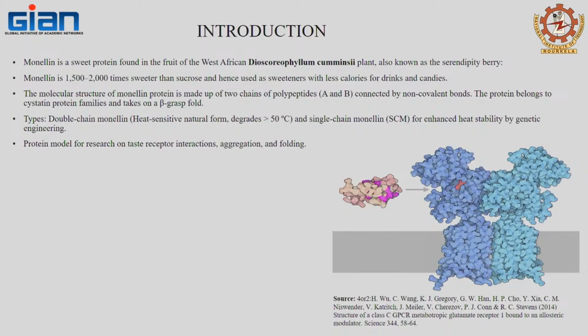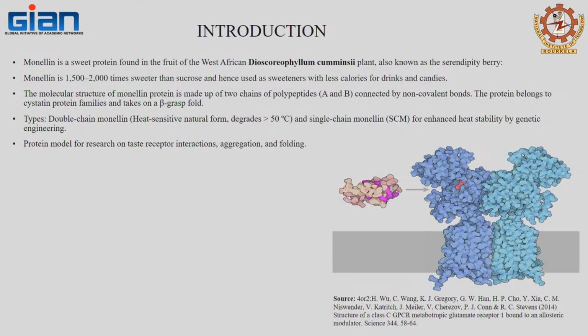So, good morning, everyone. This is just the introduction of what monellin actually is, a sweet protein around 1,500 to 2,000 times sweeter than sucrose, as well as those naturally available sweeteners derived from natural sources like stevia. It's quite a bit sweeter than most of them. The molecular structure consists mainly of two polypeptide chains, A and B, connected by non-covalent bonds, and consists of a beta grasp fold, as Sir has mentioned in his slides. There are two types of monellin considered. For food grade, it is double chain monellin, which is a heat-sensitive natural form. It does not exist in a functional form at temperatures more than 50 degrees Celsius. The other is single chain monellin, known for its enhanced heat stability, created through a genetic engineering process. It is a protein model for research on taste receptor interactions, aggregation, and folding. This is the introduction of the monellin protein.